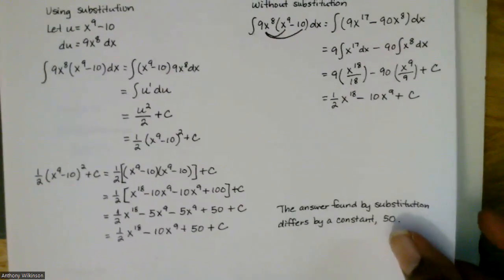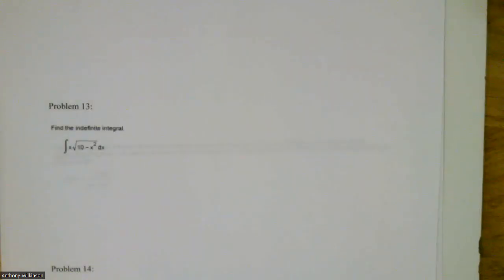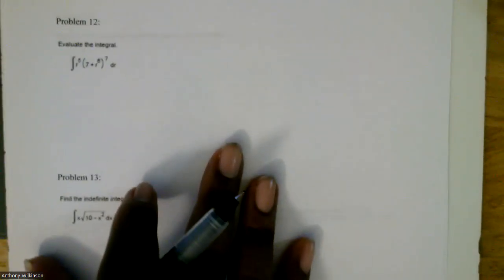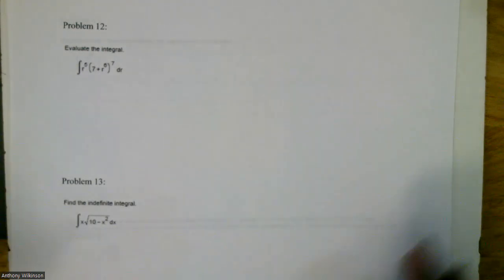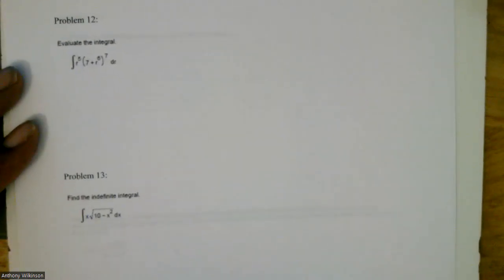Okay, problem number 12. So we've got the integral of r to the 5th times the quantity 7 plus r to the 6th raised to the 7th power. So again, we can use an appropriate substitution here by letting u equal to what's inside this parentheses, 7 plus r to the 6.